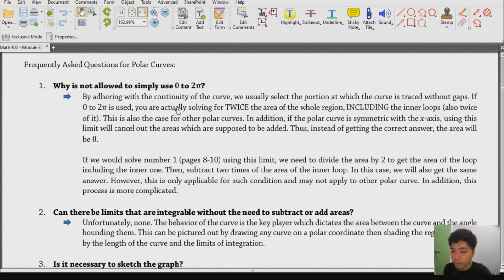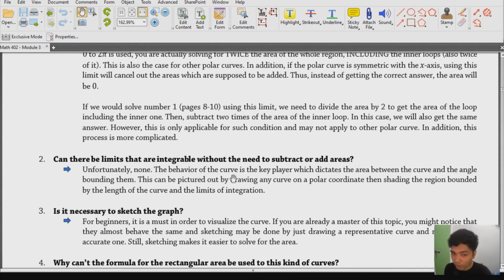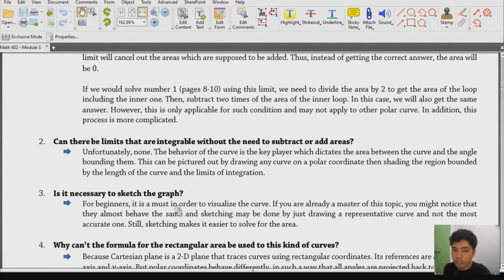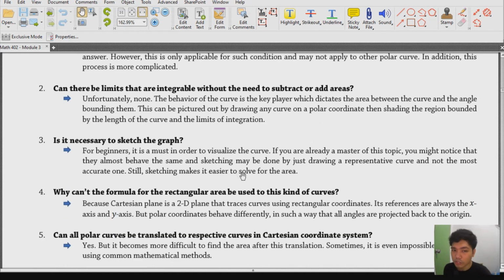Actually, it's better to just read this. It's in the handout. The question there is, can there be limits that are integrable without the need to subtract or add areas? And the answer is none. And then, is it necessary to sketch the graph? For beginners, it is a must. Sometimes, once you're good, it's no longer necessary. But I would still suggest that you sketch the graph because I'll be looking for it during the computation.